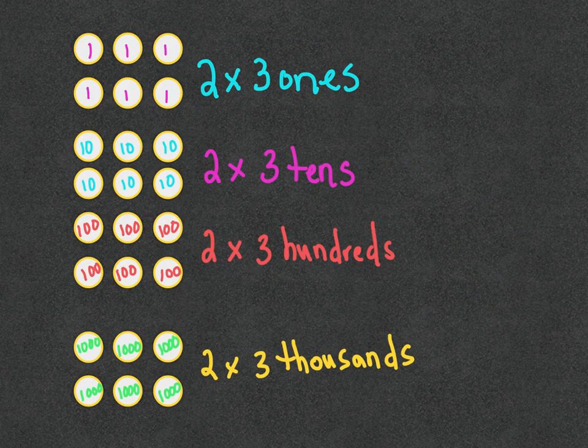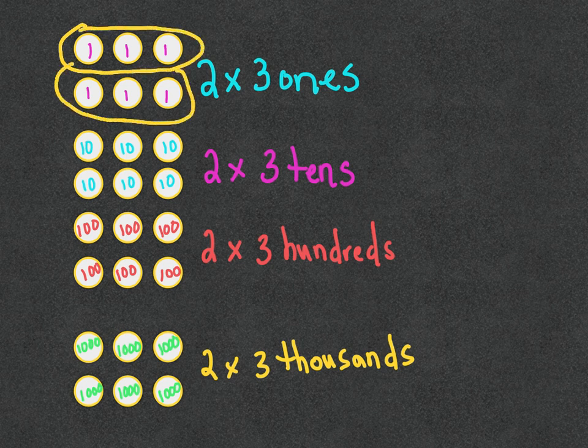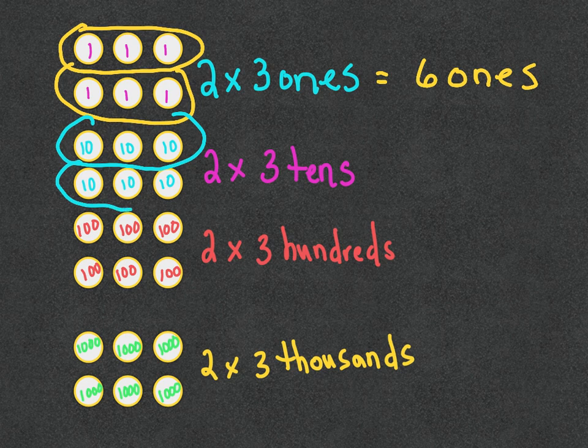Okay, we're going to use the place value disc to help us with the unit form. So we have 2 groups of 3 ones. Here's a group of 3 ones. Again, the word of means multiplication. So 2 times 3 ones would give us 6 ones. That's the unit form. All right, what about 2 times 3 tens? Well, we have 2 groups of 3 tens, and that would give us 6 tens.